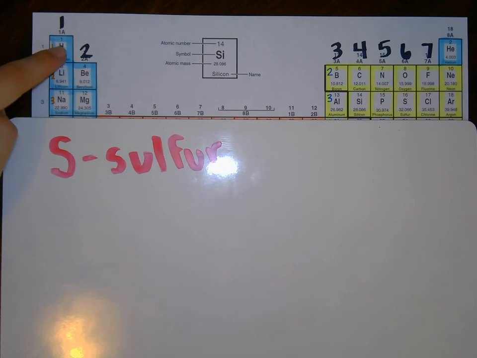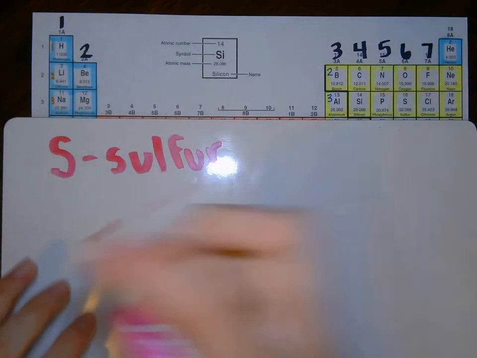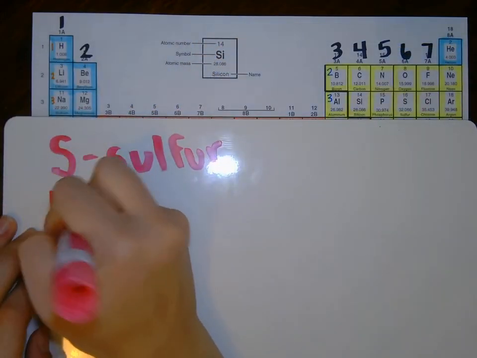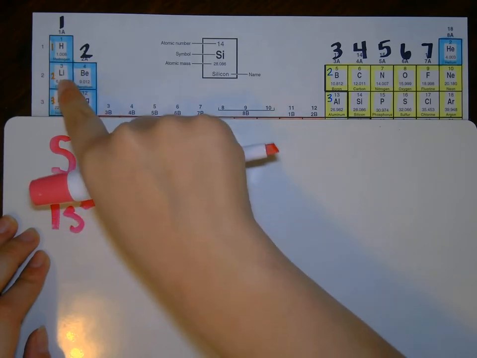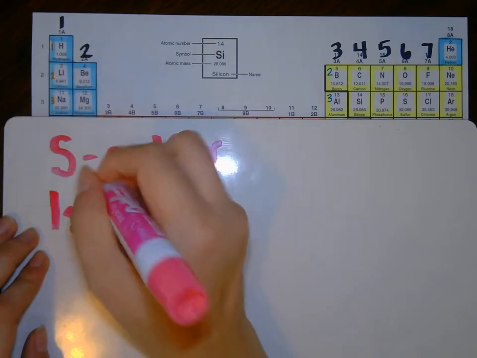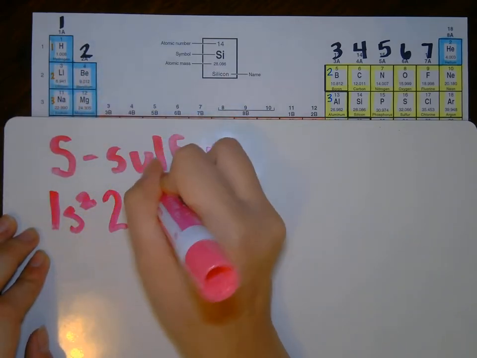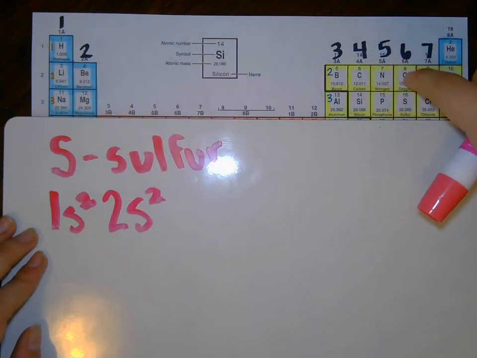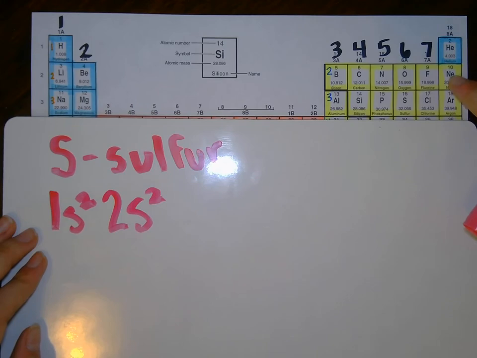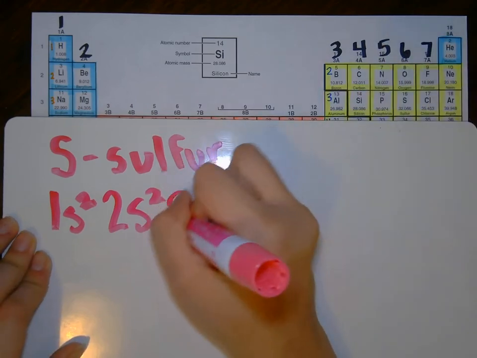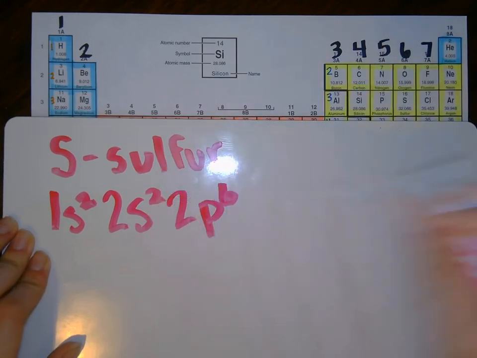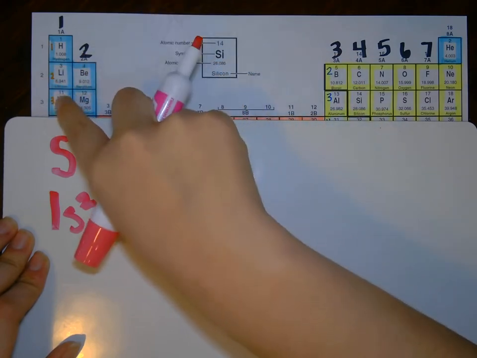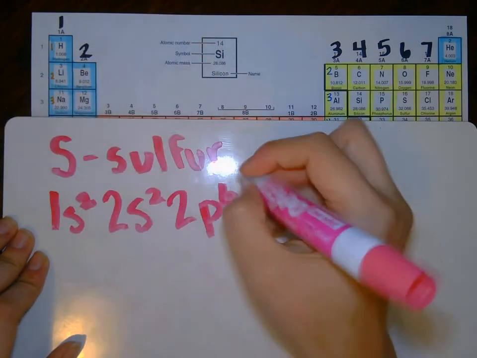So 1s1, 1s2. I finished that block, so I write 1s2. 2s1, 2s2. Finish that block, I write 2s2. 2p1, 2p2, 2p3, 2p4, 2p5, 2p6. Finish that block, I write 2p6. And I keep going. 3s1, 3s2. Finish that block, 3s2.